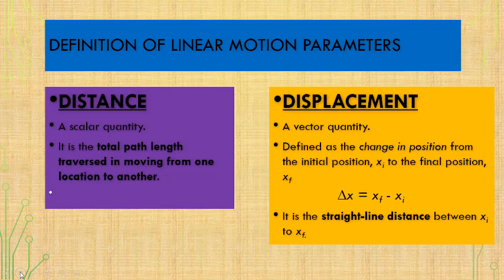For linear motion parameters, we start off with distance. It is a scalar quantity. It is defined as the total path length traversed in moving from one location to another. For displacement, it is a vector quantity. It is defined as the change in position from the initial position xi to the final position xf. The equation is delta x equal to xf minus xi. It is actually the straight line distance between xi and xf.